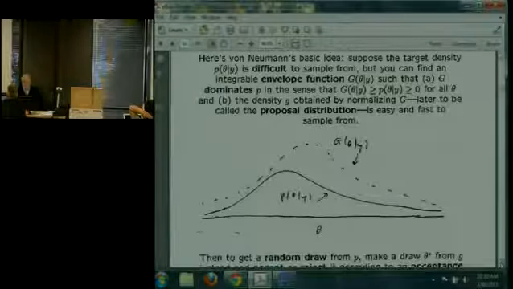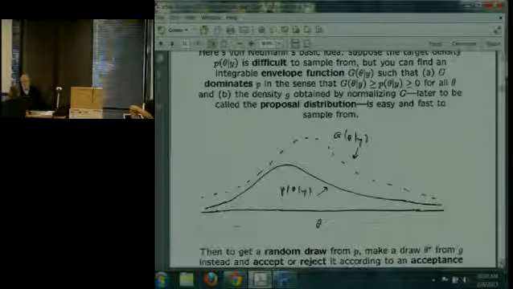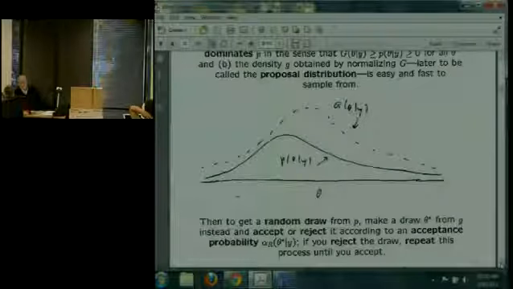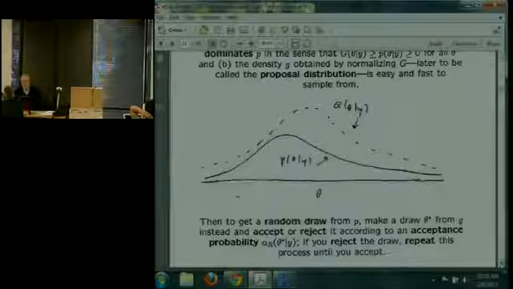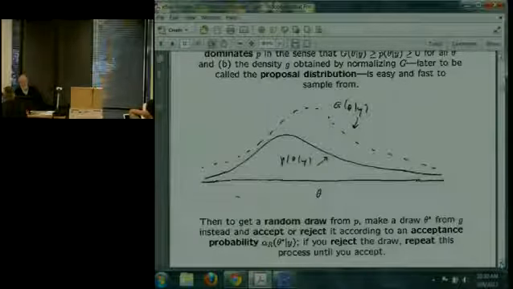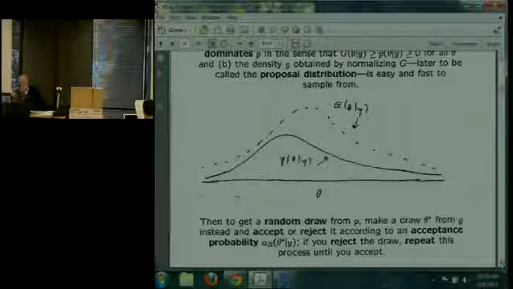And here, the reason it's called rejection sampling is the following. He says, okay, make a draw theta star from the normalized version of G, namely lowercase g. Let's call that draw theta star, and then either accept or reject that draw according to an acceptance probability, which I'm going to call alpha subscript capital R of the value of theta star given y. Alpha is going to be our acceptance probability. A subscript capital R just says it's the acceptance probability for rejection sampling of the value theta star. And von Neumann says, okay, here's the way the game is going to be played.